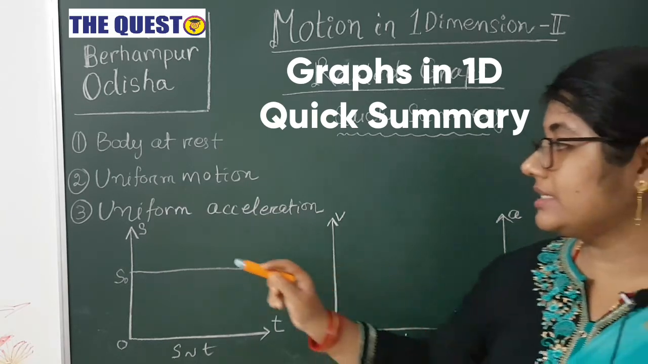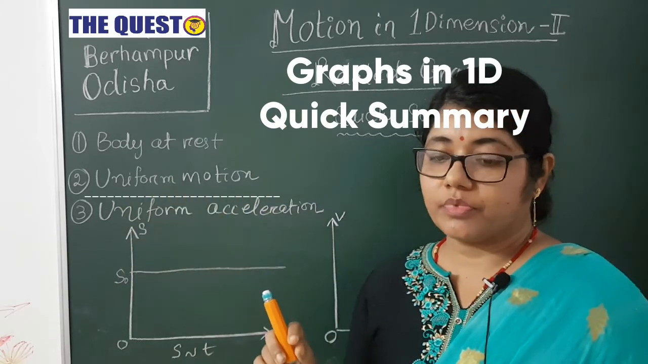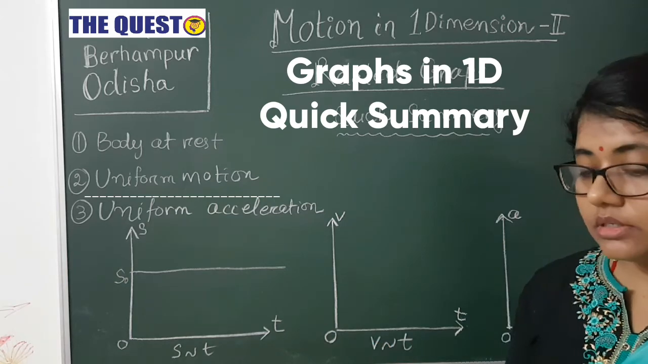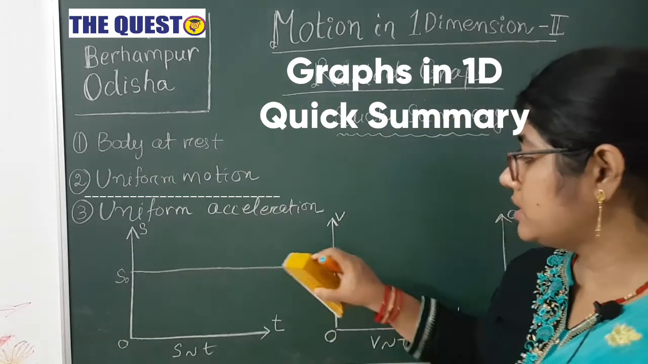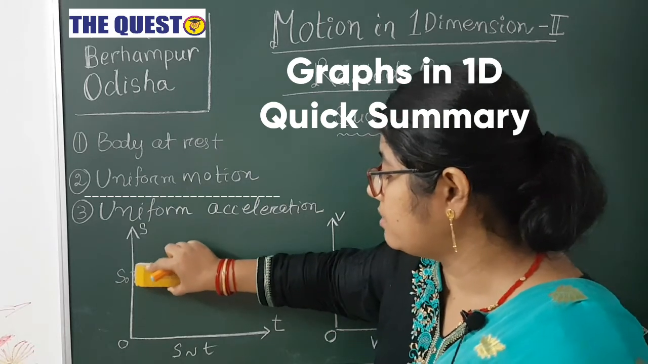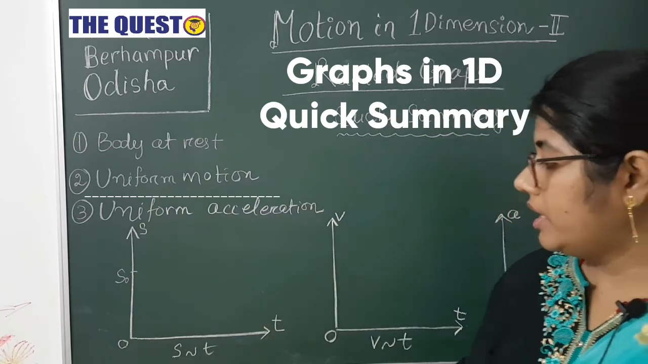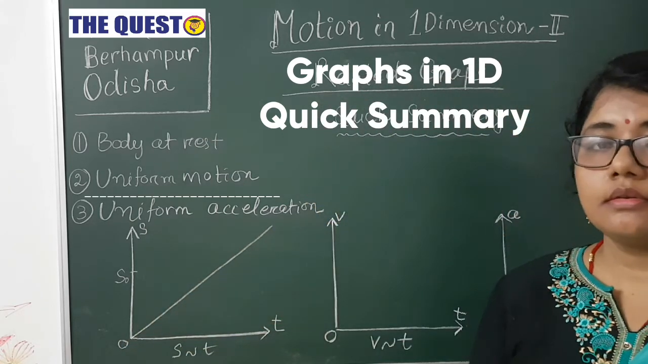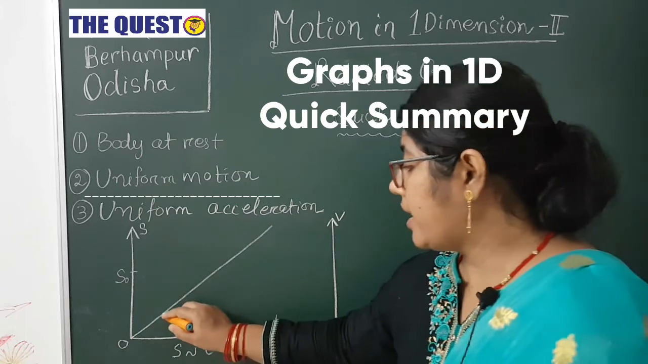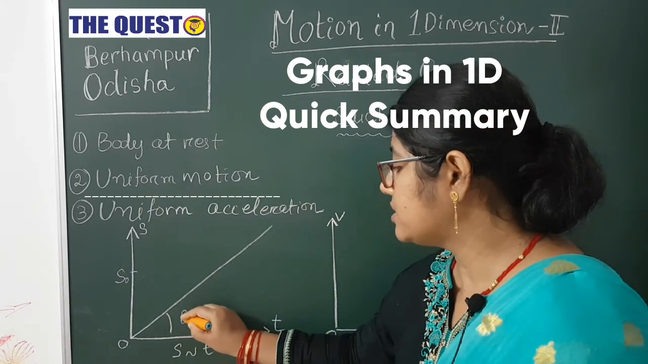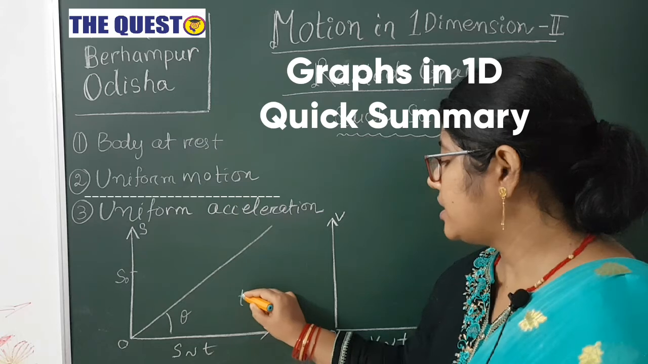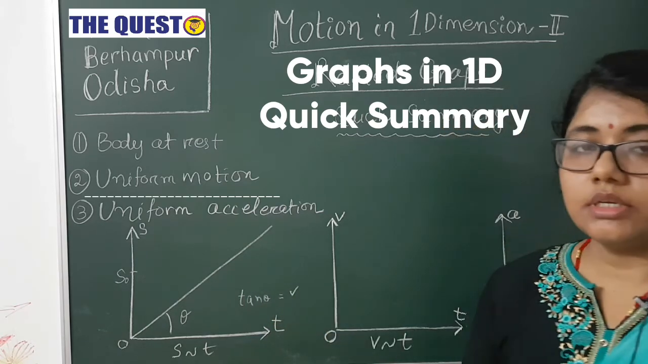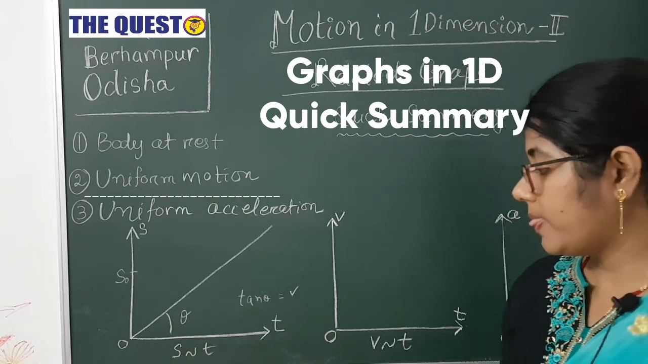Now let us discuss the uniform motion. Uniform motion means the body is in uniform velocity. So if you see the displacement time graph, it will be a straight line making some angle to the time axis, where tan theta is equal to velocity v, which is a constant quantity.